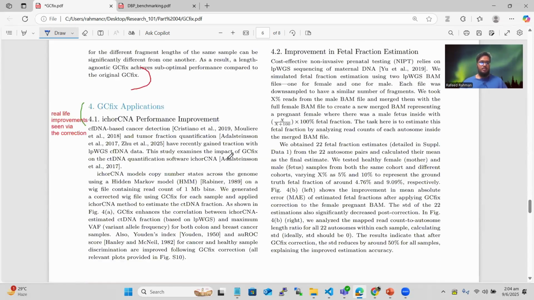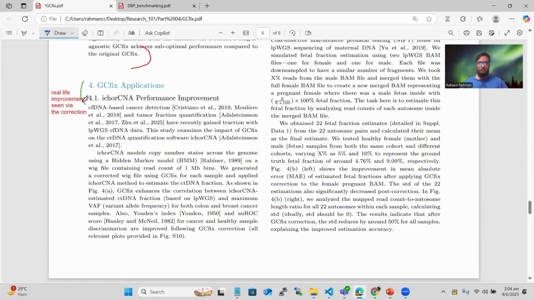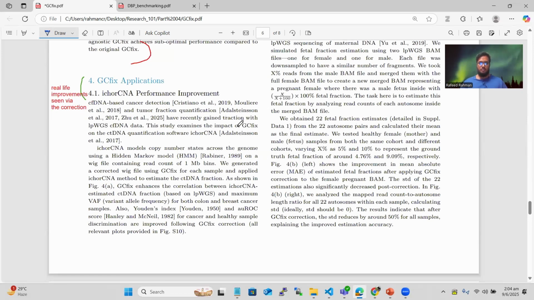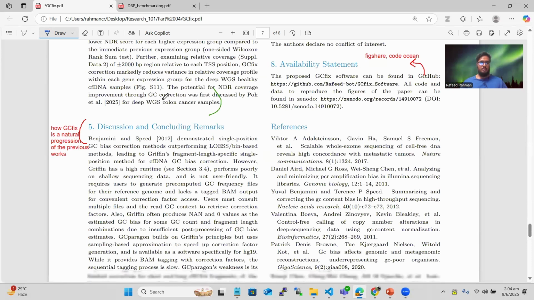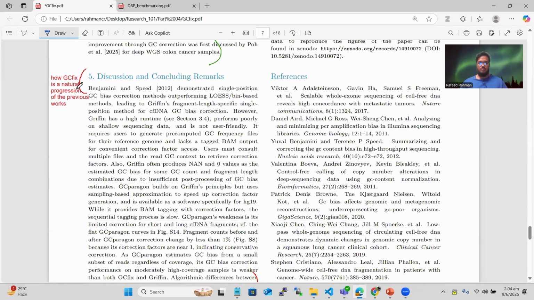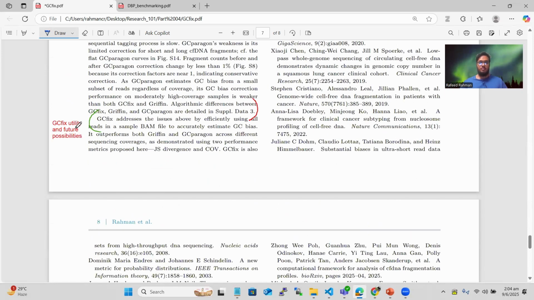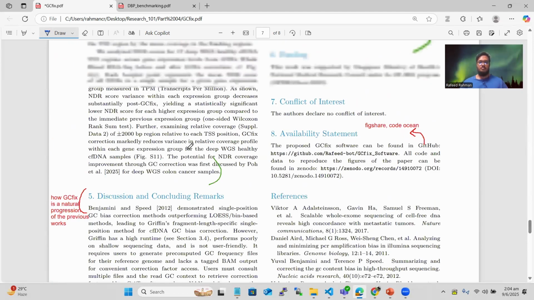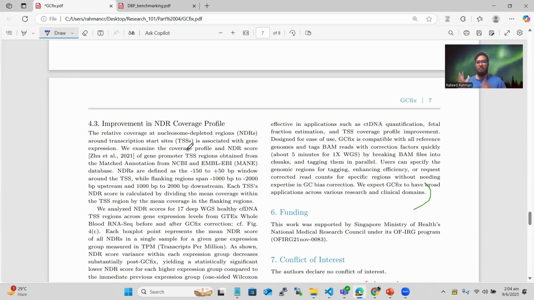Finally, we give some real-life improvements via this correction, some real-life applications of the proposed method. And then we conclude by talking about how GCFix is a natural progression of the previous works, its utility and future possibilities. So it looks like a story; it's not boring and it's not like a manual. It should be interesting.